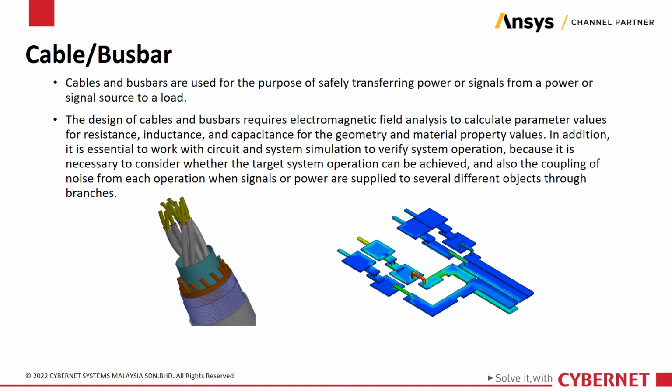In addition, it is essential to work with circuit and system simulation to verify system operation, because it's necessary to consider whether the target system operation can be achieved, and also the coupling of noise from each operation when signals or power are supplied to several different objects through branches.